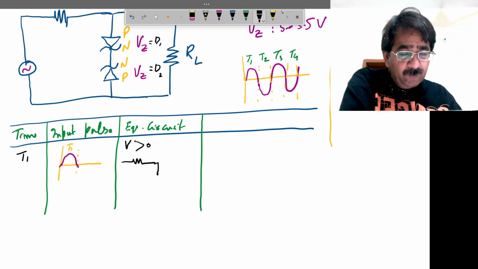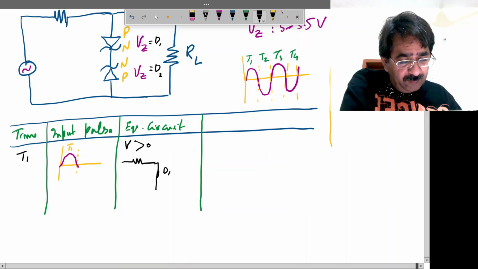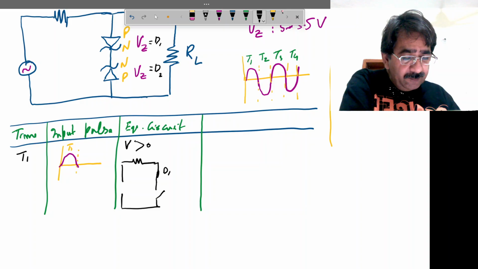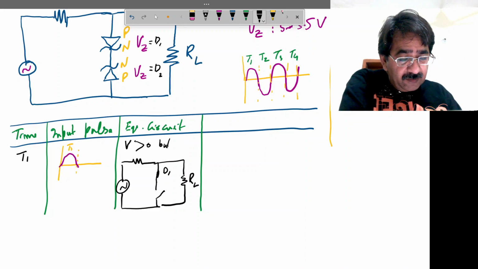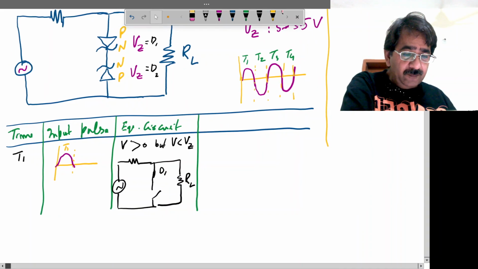D1 will behave like a forward bias. This diode D1 will be forward bias, so that it will behave like a short circuit, but diode 2 will behave like an open circuit, and so no current will flow through it. And at the output, all the voltage will drop across the load resistance RL. This is true when V is less than Vz, when the voltage is positive but less than Vz.